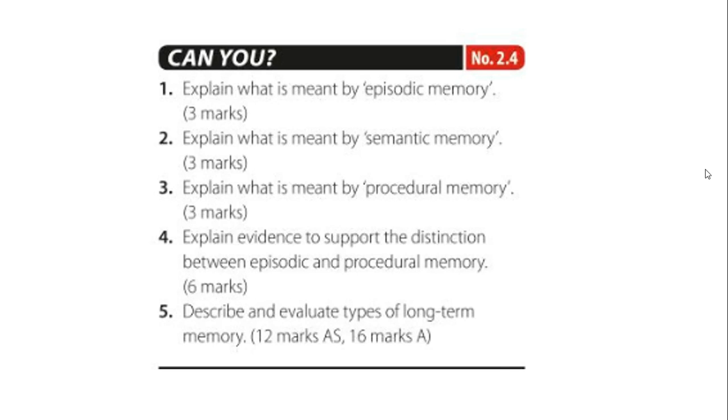This is just a screenshot of the can you questions from the textbook. And this is the kind of question you might get. So explain what's meant by episodic or semantic or procedural memory. Explain some evidence. You could use the brain scan evidence, or you could use the case study evidence. And then the 16-mark question would be to describe and evaluate types of long-term memory. The alternative type of question is if you're given an event or a scenario and you're asked what type of memory is involved in that scenario. But it's a fairly straightforward section of the unit, and it's one that gets asked about fairly frequently.